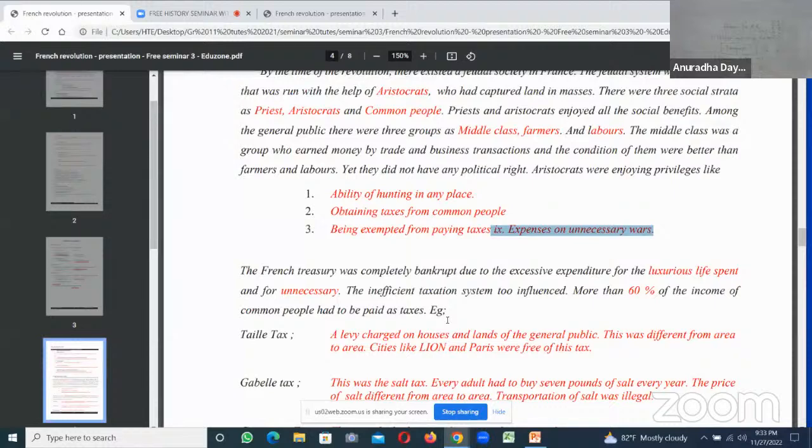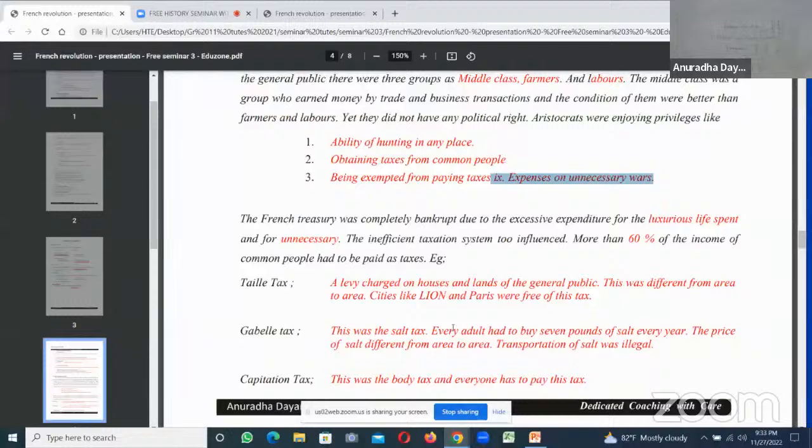Okay, so the next tax is the capitation tax. This was the body tax, and everybody had to pay this tax.